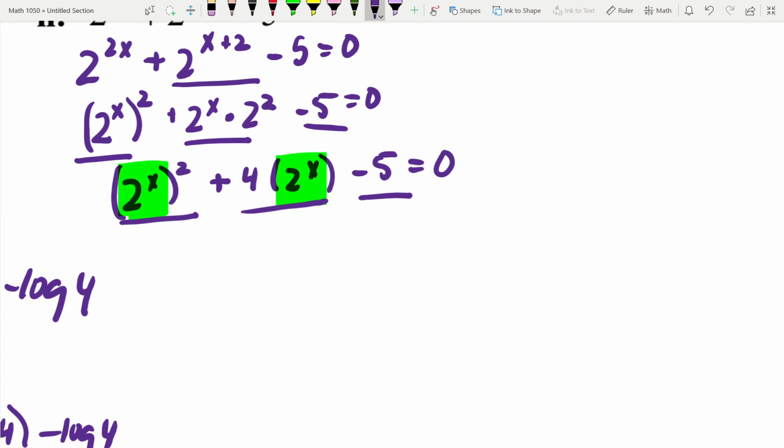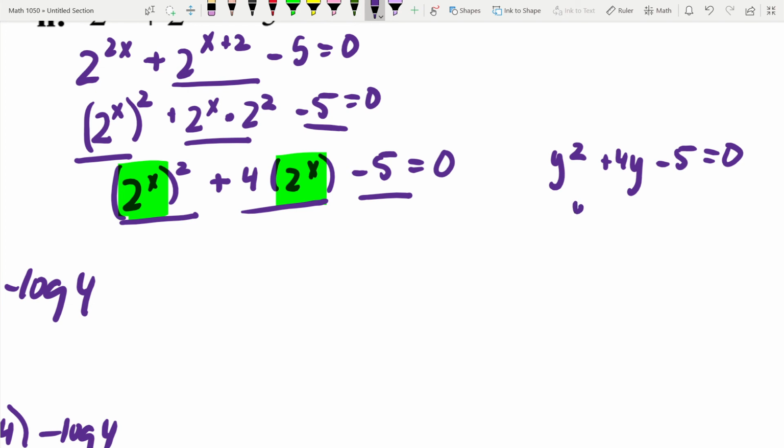Look, everybody write down y to the second plus 4y minus 5 equals 0. Compare what I just wrote to what we have. The y is a 2 to the x. So you've got a y squared plus 4 times y minus 5 equals 0. Who says I see that? Anybody see it? Okay, good.